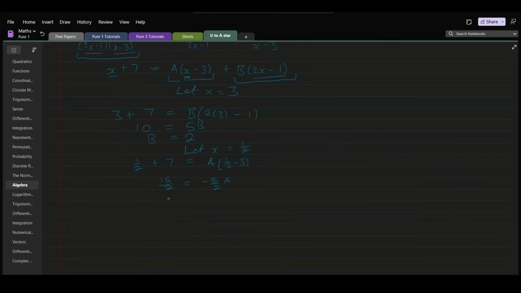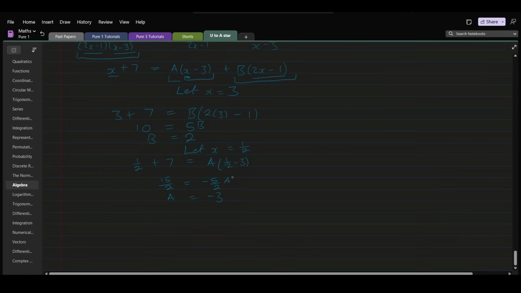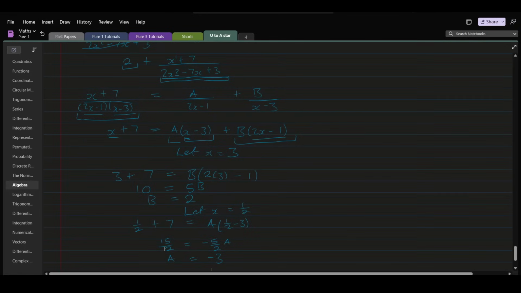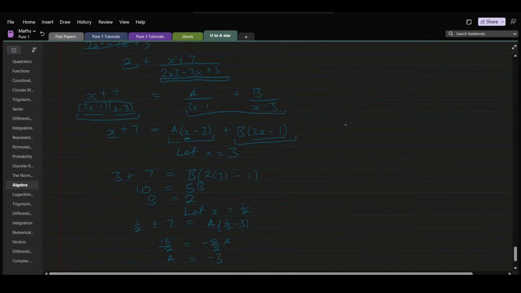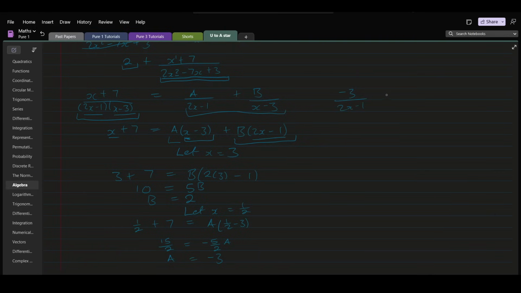Multiply both sides by negative 2 over 5, you get A is equal to, let's punch that into the calculator, that's 15 over 2 times negative 2 over 5, and we get A is negative 3. So now that we have our values of A and B, we can come back to this expression over here and substitute A and B. So we know that A is negative 3, so that becomes negative 3 over 2x - 1, and B is 2, so that becomes 2 over x - 3.